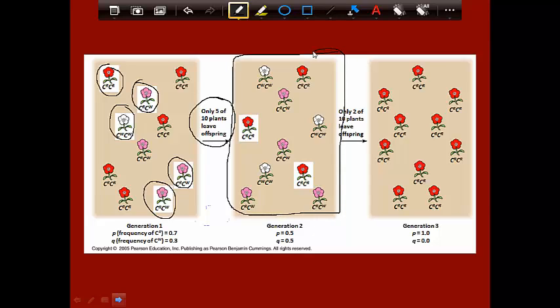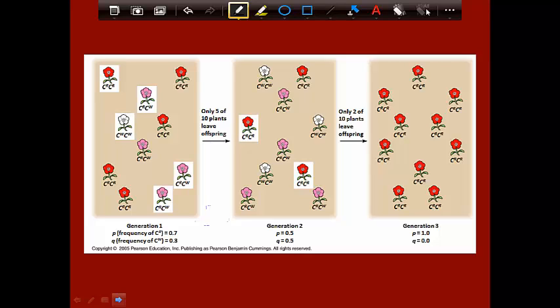If we would count up all the big CRs and all the big CWs, add them up and divide by the total again, which I'm not going to do again, but hopefully you remember how that works, we would get these frequencies instead. Okay, 50-50 now. Half of the alleles in this second generation are big C, big R, and half of them are big C, big W.